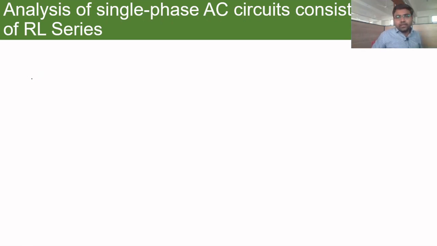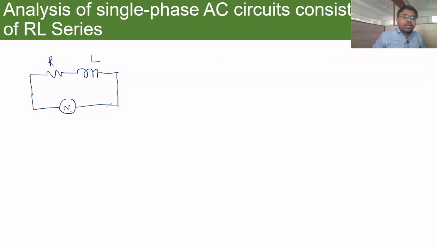About analysis of single phase AC circuit with RL load. So in RL load what we have is R and L, inductor and resistor, which will be connected with AC supply. Here we have R and here we have L.